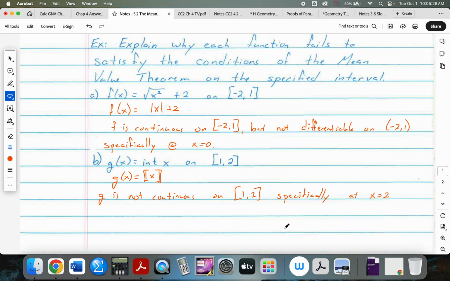We don't care that that's not differentiable at 2. We just care that it's not continuous. It is differentiable on the open interval between 1 and 2. The slope is always 0.